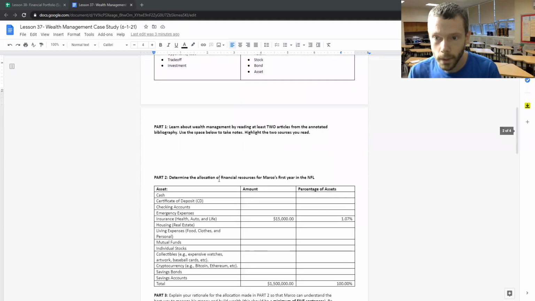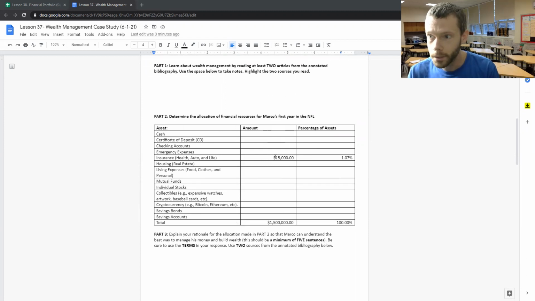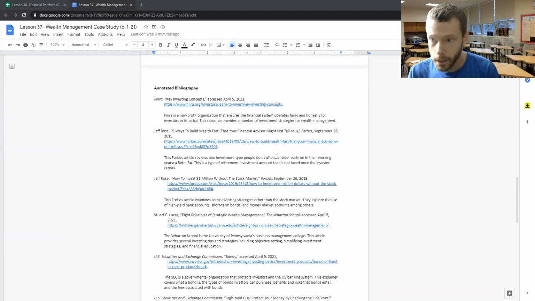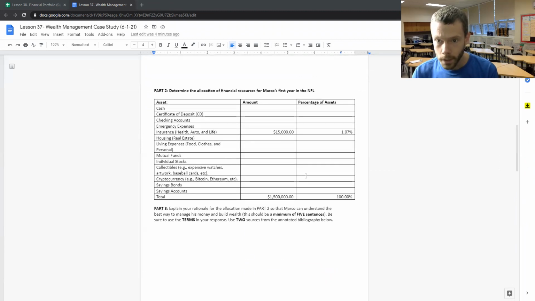So looking at part 1, you'll read about wealth management. You'll look at the annotated bibliography on page 3, and you'll pick at least 2. I recommend maybe 3 to really maximize your knowledge here. All the articles are hyperlinked with short excerpts that were pulled together for you so that you can use these resources to help you think through possible allocations of the budget. And then in part 2, you're going to decide how to actually allocate the money. What I'm going to show you next is a way to save some time on the mathematics of calculating the amounts and the percentages.